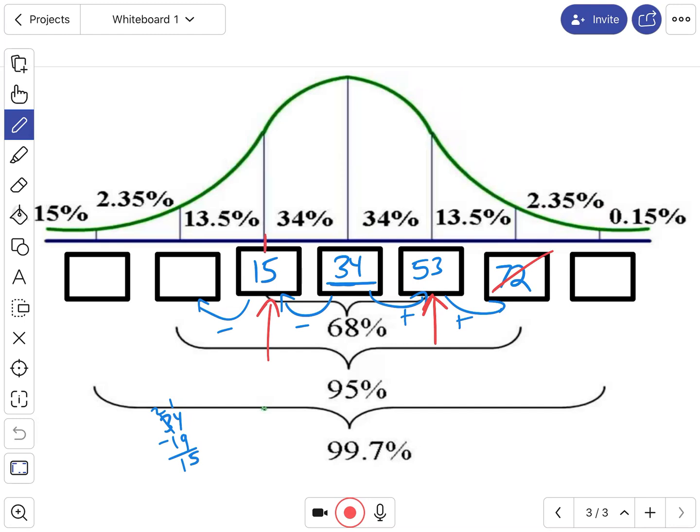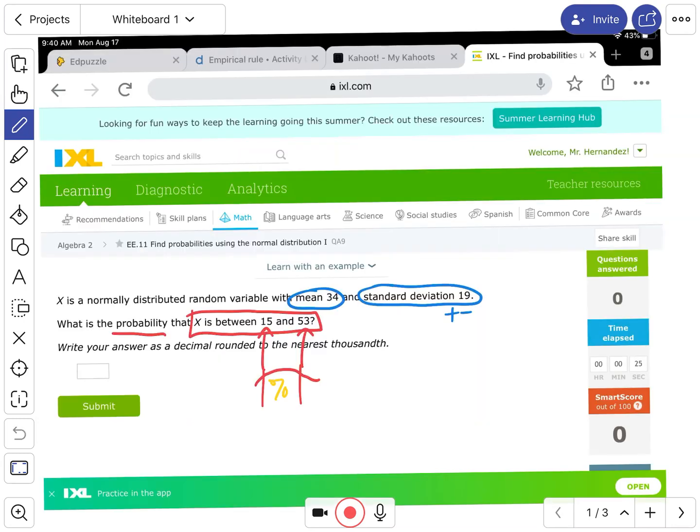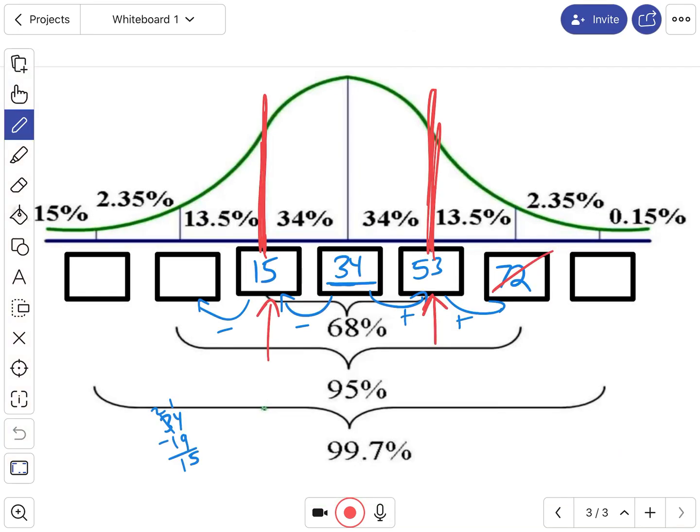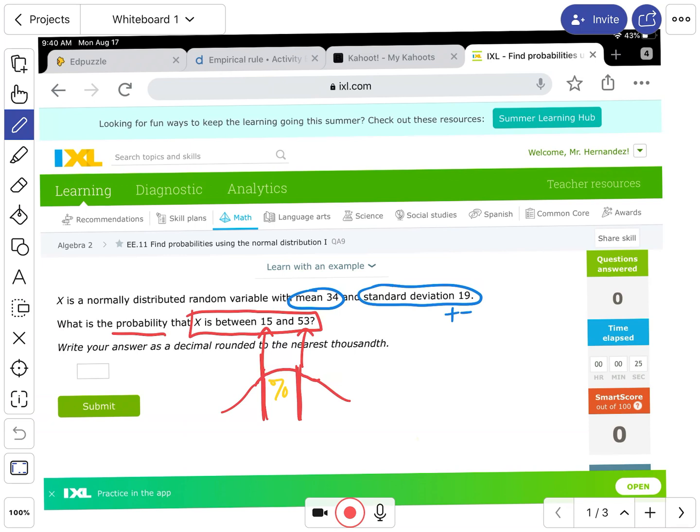So I'm going to actually, from this number 15, draw a line straight up, and from 53, a line straight up, because those are the two values, right? 15 and 53, you're going to want to cut this normal curve right where they meet, right here. And so what we're concerned about is all the percentages in the middle, which here is 34% and 34%.